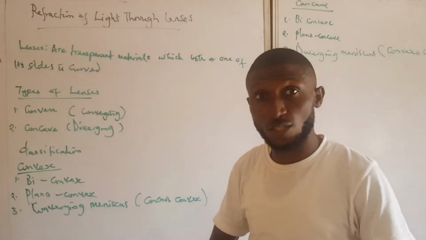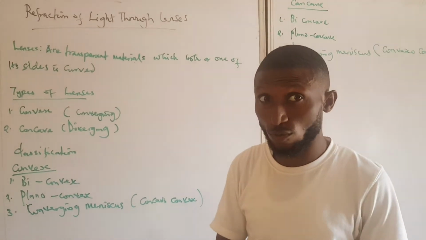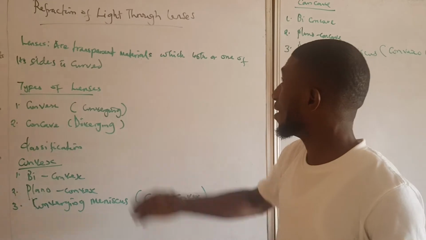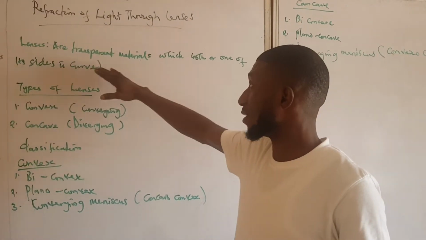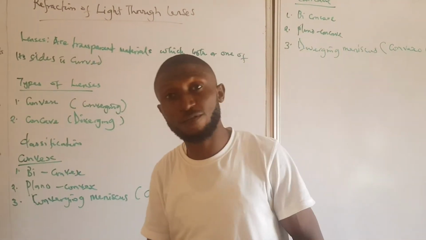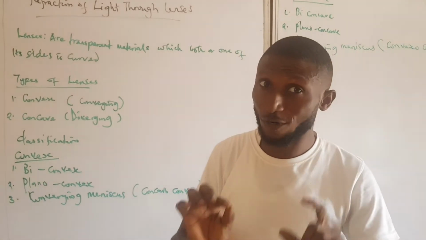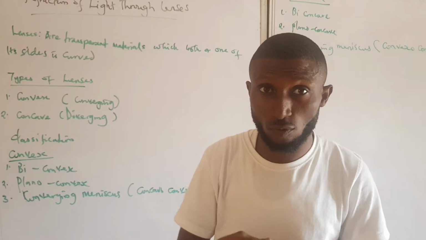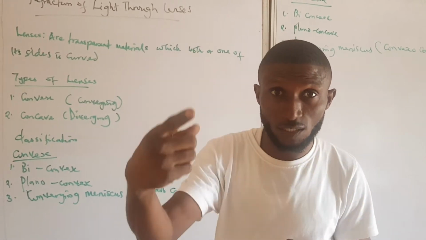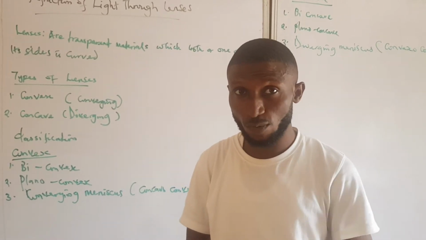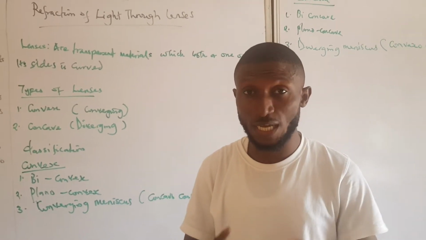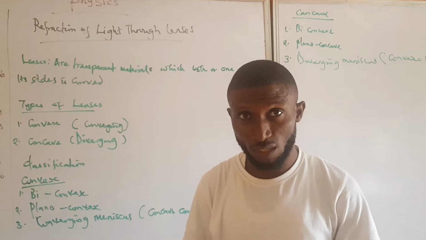Now, what is light? Light is an electromagnetic spectrum, as we all know, which is visible to the human eye. That's visible light, the one in the range of the human eye. Now, what is a lens? Lenses are transparent materials. They can be made of nylon, plastic, or glass, provided that they are transparent. The meaning of transparent is that you can see through it. When you are looking through it, you can see what is at the other end. That's transparent. And one of its sides must be curved, or both sides curved, to make it a lens.